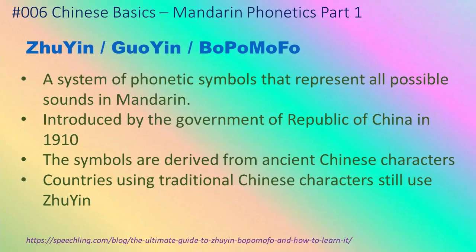Let's look at some information on Zhu Yin or Guo Yin. It is a system of phonetic symbols that represent all possible sounds in Mandarin. It was introduced by the Republic of China in 1910. The symbols are derived from ancient Chinese characters. Countries using traditional Chinese characters still use Zhu Yin.